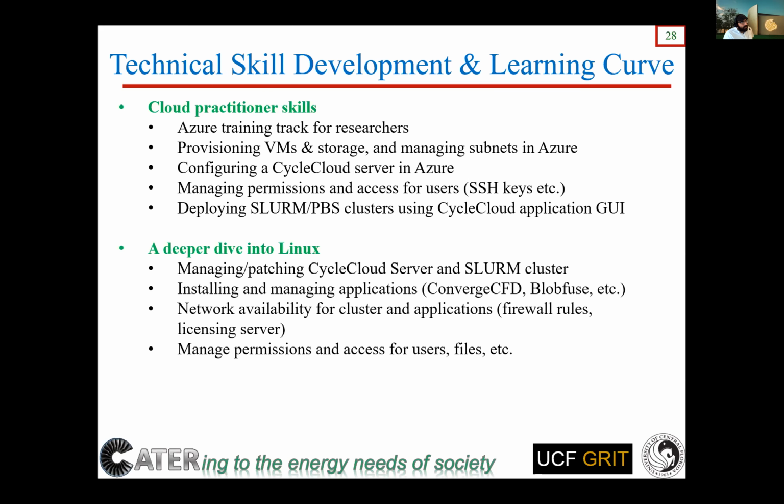The other thing is you might want to have a deeper dive into Linux, because you'll be managing and patching the server applications themselves. There might be firewall permission issues on your cluster, and you need to figure out how you can use Linux scripts to really figure out what the problem is. And one last thing is, from our own aspect, we had to translate our Slurm scripts to PBS, so that was also a small part of that learning.